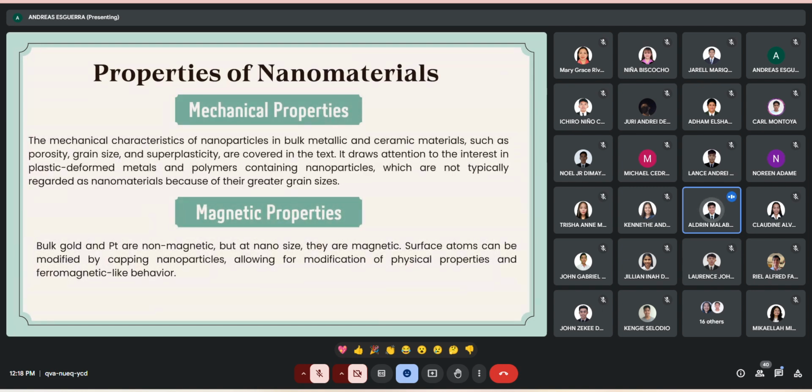And the next property is mechanical property. Mechanical properties of nanoparticles deal with bulk metallic and ceramic materials, influence of porosity, influence of grain size, superplasticity, filled polymer composites, particle-filled polymers, polymer-based nanocomposites filled with platelets, carbon nanotube-based composites.